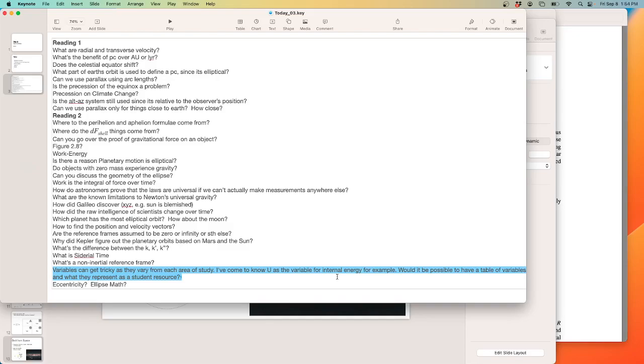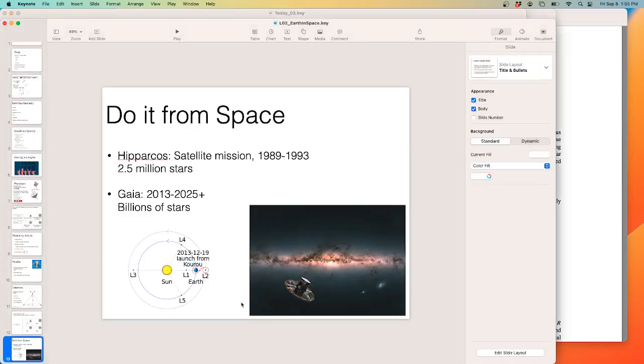But yes, this is actually a great idea, and I really recommend everybody do it. Make a table of the variables that you come across and what symbols we use. Start it now and leave it at the front of your book, because a lot of these things are going to come up again. That's a very good idea. I hope that didn't come out as snarky, more encouraging. Ellipse math, I'll talk about ellipse math right now.